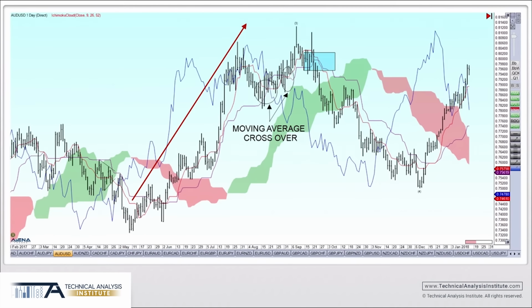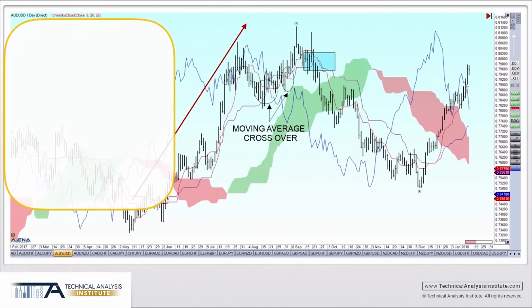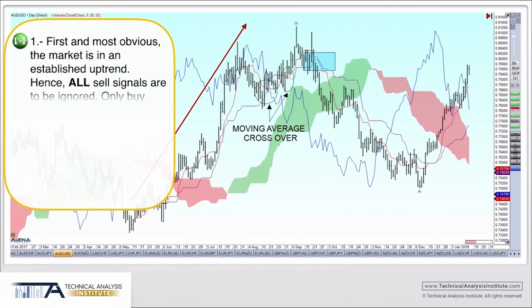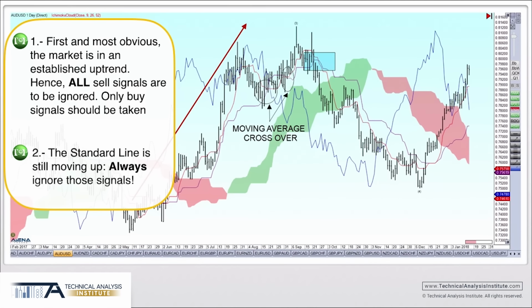Are these moving average crossover signals that bad? Not at all, but there are two things you have to consider here. First and most obvious, the market is in an established uptrend, hence all sell signals are to be ignored. Only buy signals should be taken. And second, the standard line is still moving up. Always ignore those signals. If you want to take the moving average crossover signals, do so when they move in the same direction.